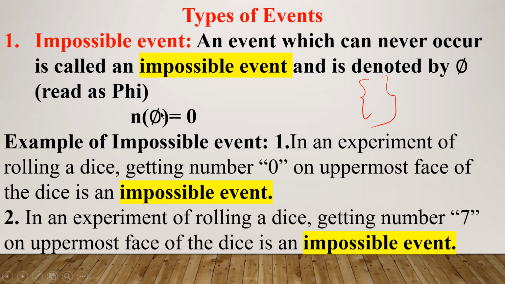Okay, so an impossible event is denoted by phi. If I ask you what is the number of points in an impossible event, it will be 0, because it's an empty event, इसमें कुछ है ही नहीं. So n of phi, where n means the number of sample points in the event, will be 0.